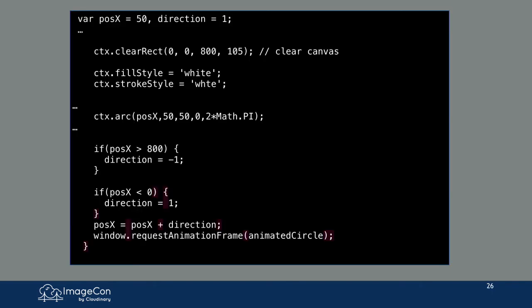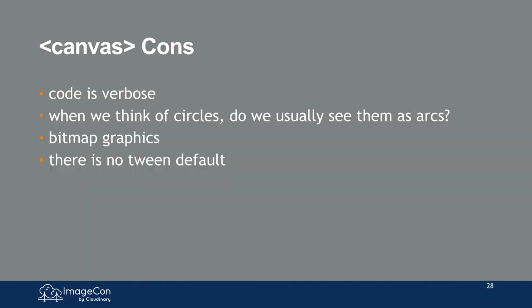As I mentioned before, we do not have default tweening. It's because in this code we are telling our browser to draw our circle 1 pixel each step of the animation. Now, the disadvantages of this approach seem really apparent. The code is way more verbose than the CSS and SVG approaches. When we think of circles, we really think of them as circles, not arcs. The SVG API is more accessible because it says circle, whereas this is an arc.